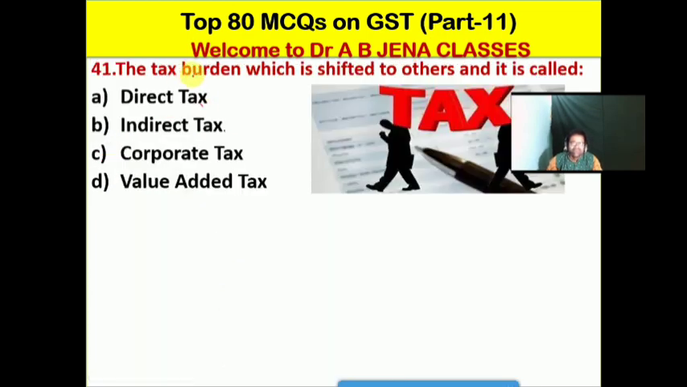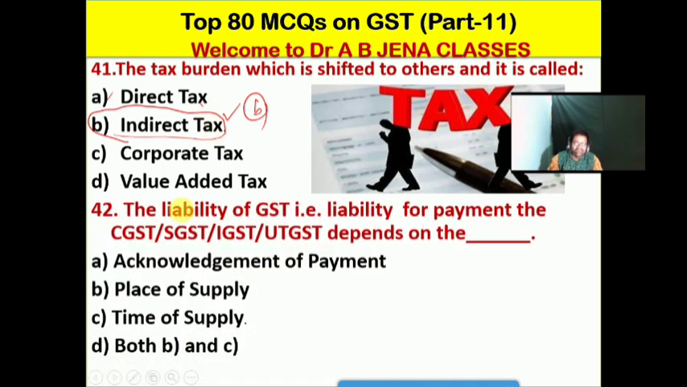So next one, the tax burden which is shifted to others is known as or called what? No doubt friends, it's an indirect tax. So B is the right option for this MCQ. The tax burden which is shifted to others is known as or called indirect tax.